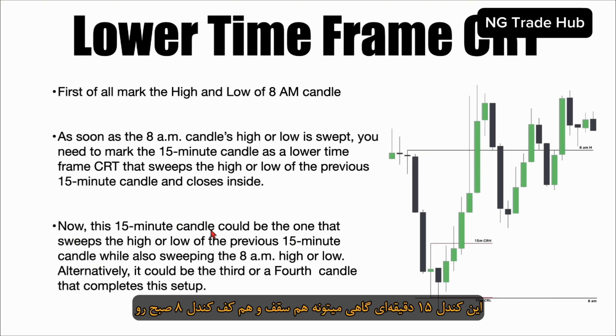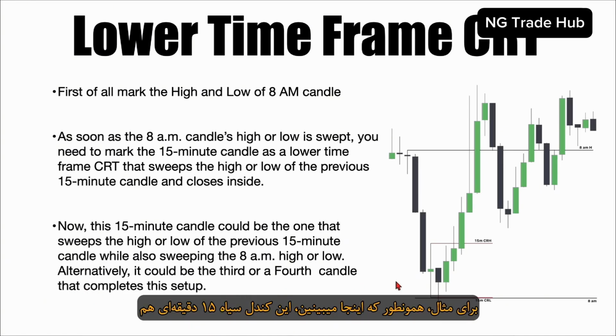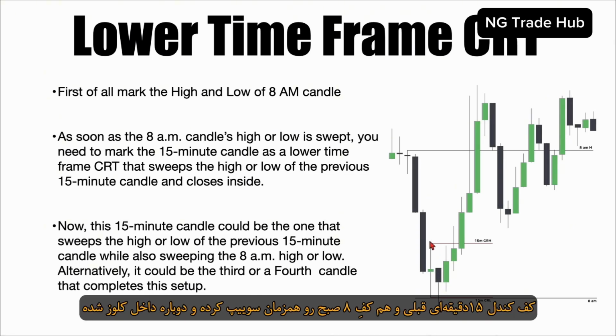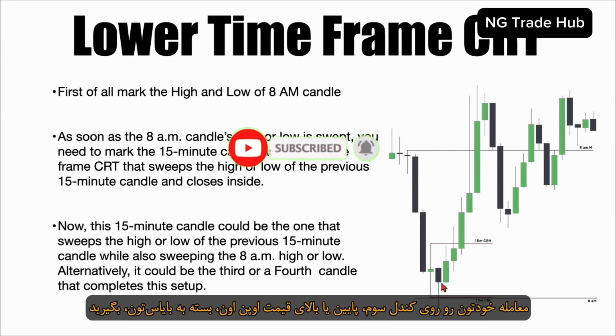This specific 15-minute candle is what you'll mark as the lower time frame CRT. This 15-minute candle can sometimes sweep both the high or low of the 8 a.m. candle and the previous 15-minute candle in one move. Alternatively, multiple candles might be involved, where it takes 2 or more 15-minute candles to meet this criteria. For example, as you can see here, this black 15-minute candle has swept both the low of the previous 15-minute candle and the 8 a.m. low simultaneously, closing back inside. And this candle qualifies as our lower time frame CRT, and you will look to take your trade on the third candle below or above its opening price, depending on your bias.